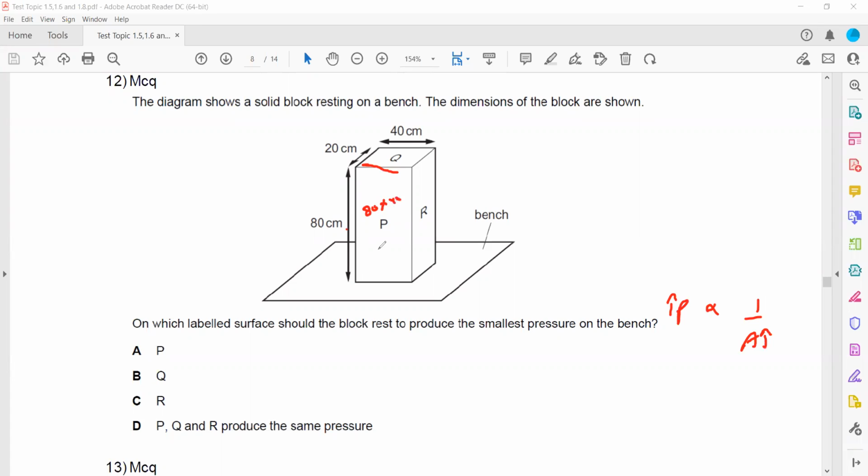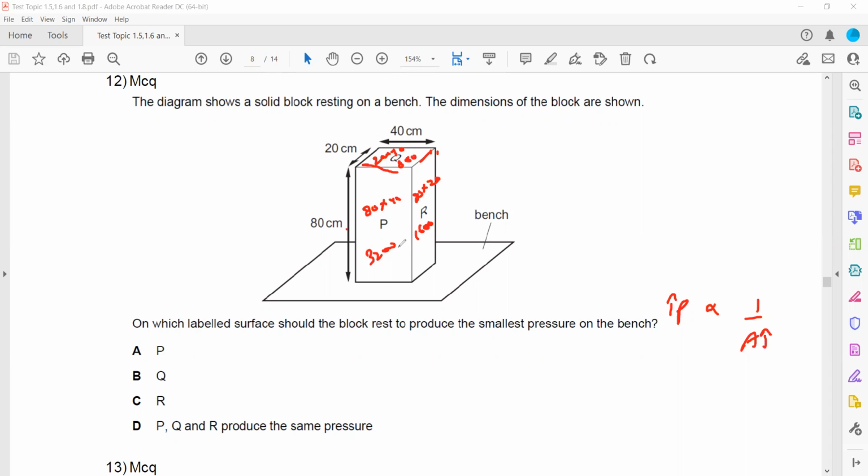8 multiplied by 4 is 32, so 3200. Then this surface will be 20 multiplied by 40. 2 multiplied by 4 is 8, so this will be 800. And what about this side? This is 80 and this one is 20. So 80 multiplied by 20 will be 1600.